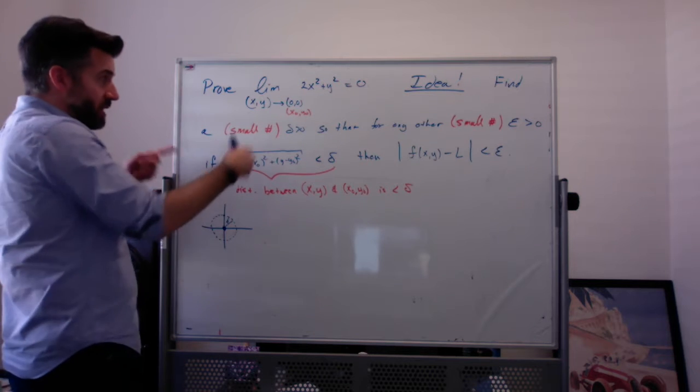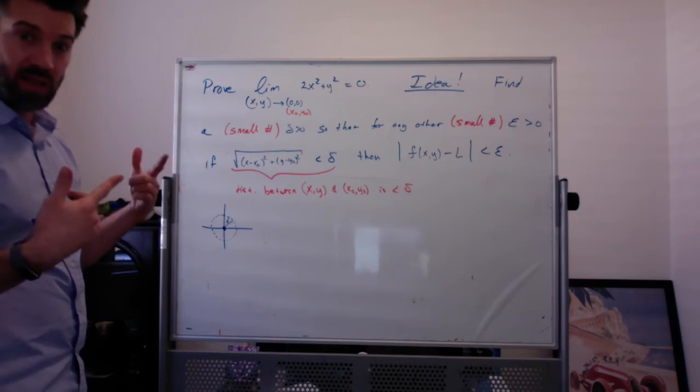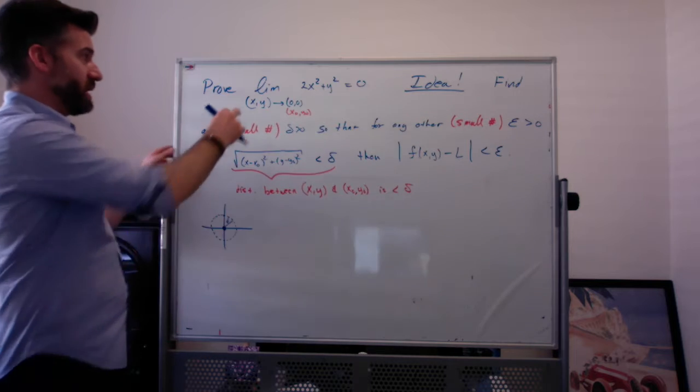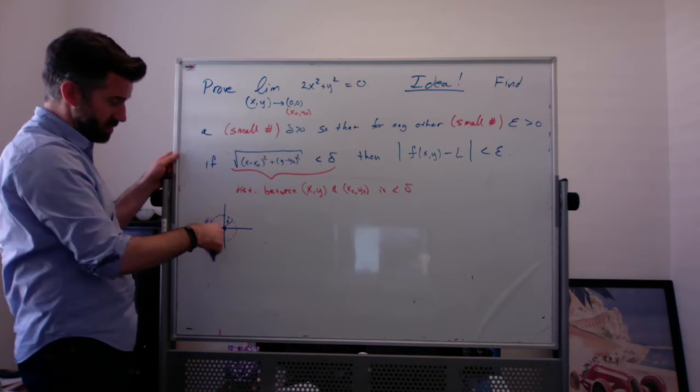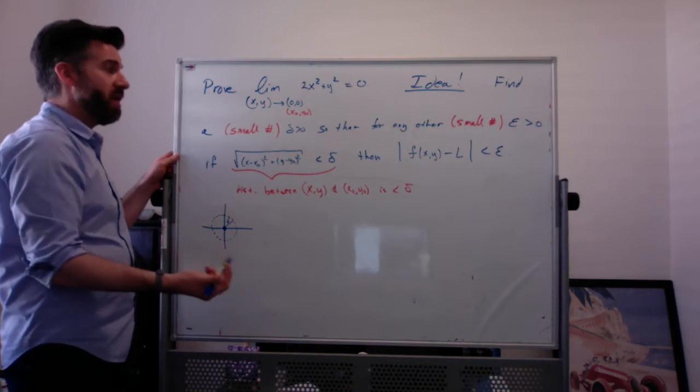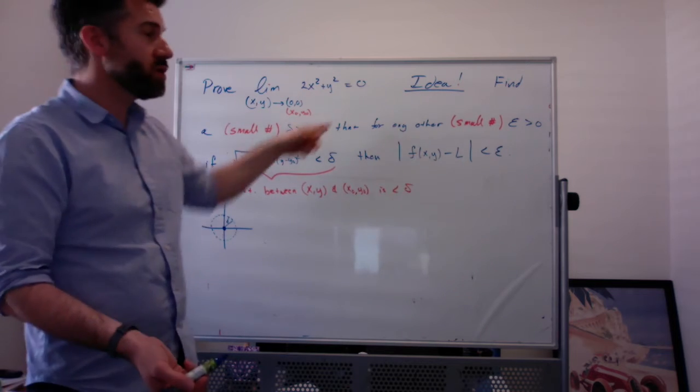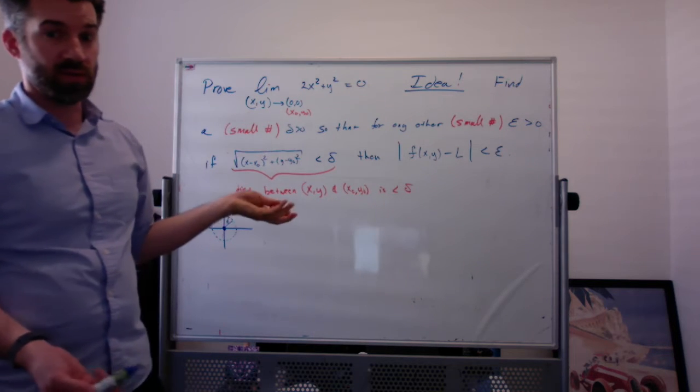So if we're really close to (0, 0), that's what we're saying, we're doing a limit as (x, y) gets close to (0, 0), means we have to be super close to (0, 0). Then the function value should be really, really close to 0 as well.